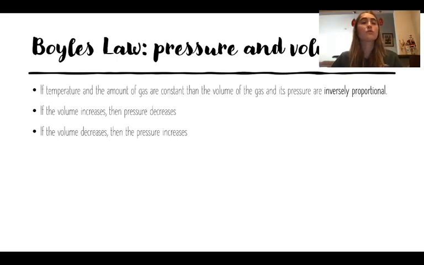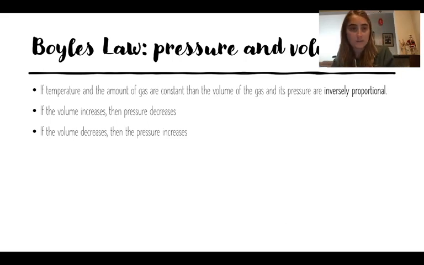Okay, so we're going to talk about 2 gas laws today. There are 5 that we're going to learn in total, but we're going to learn just 2 today. The first one is Boyle's law. And Boyle's law talks about the interaction between pressure and volume. So if temperature and the amount of gas are constant, then the volume of the gas and its pressure are inversely proportional. This makes sense. So if volume increases, the pressure decreases. If volume decreases, then the pressure increases.